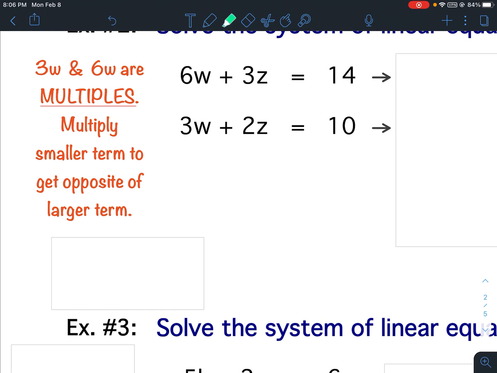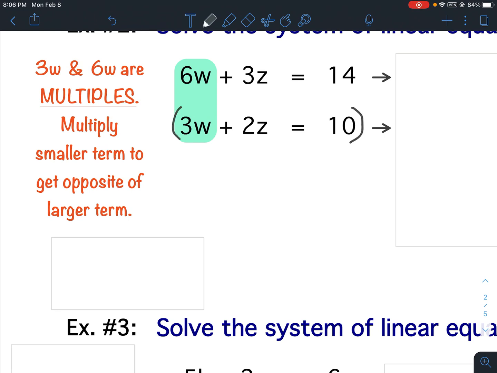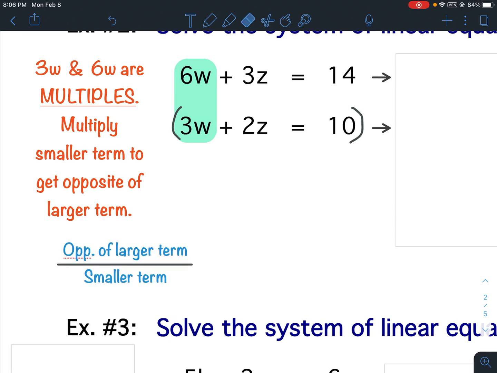All right, so we decided that 3w and 6w are our multiples that we're going to use. And it says multiply the smaller term to get the opposite of the larger term. So the 3w is the smaller term. So this is the equation we're going to multiply. What do we multiply by? Well, this is how we decide that. We take the opposite of the larger term and divide it by the smaller term.